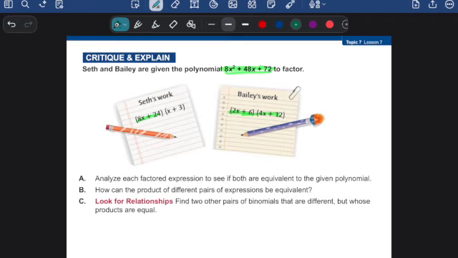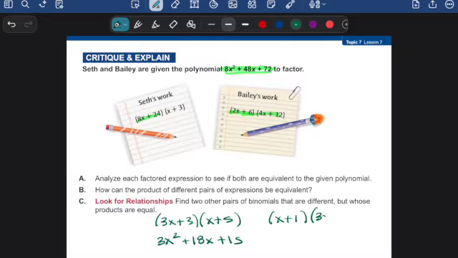So are there other pairs of binomials that are different but whose products are equal? Well, let's try 3x plus 3 times x plus 5. What would that give me? It would give me 3x squared plus 15 plus 3 is 18x plus 15. So that would be the trinomial it would give me. And how else could I get that? Well, I could do x plus 1 times 3x plus 15. Would I get the same trinomial? 3x squared, 15 plus 3 is 18x plus 15.